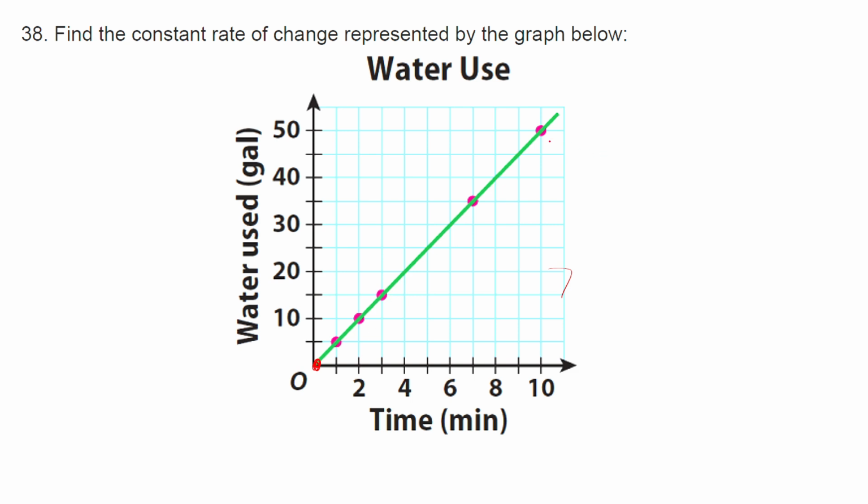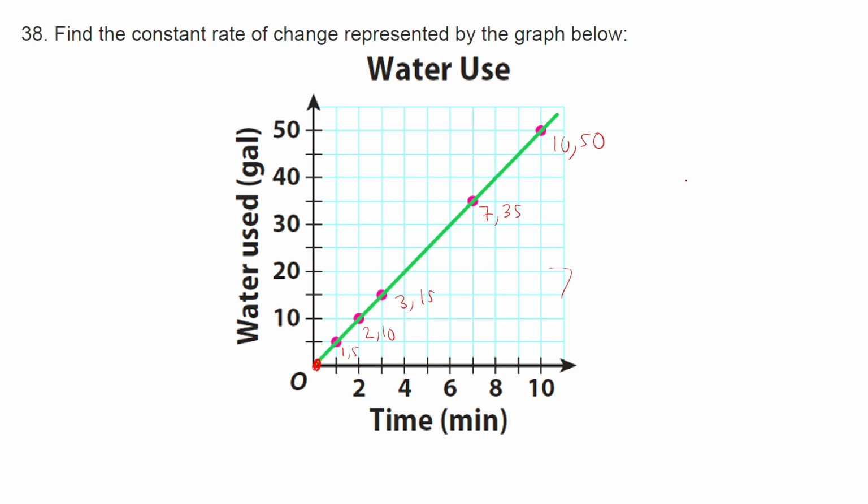What point is this? This is 10, comma, what? 50. What point is this? This is 7, comma, 35. What point is this? This is 3, comma 15. How about this one? This is 2, comma 10, and then this one is 1, comma 5.